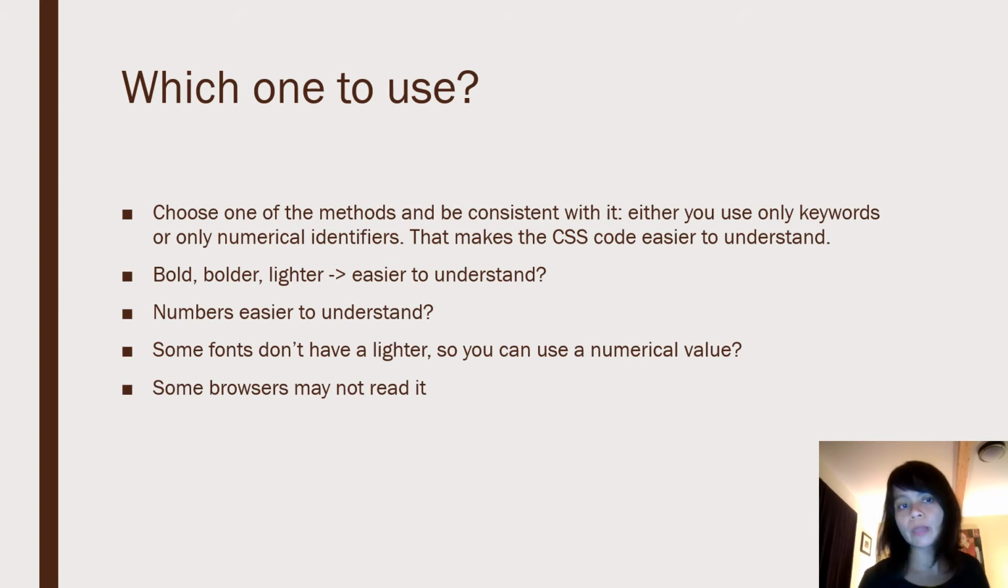So how do you know which ones to use? Choose one of the methods. Basically, just choose one and be consistent with it. Either you use only keywords or only numerical identifiers. Don't mix it up. Okay, only decide with one and choose one. It's more important to be consistent. So this makes the CSS code easier to understand, easier to compare. Is bold, bolder, lighter easier to understand, or are numbers easier to understand?